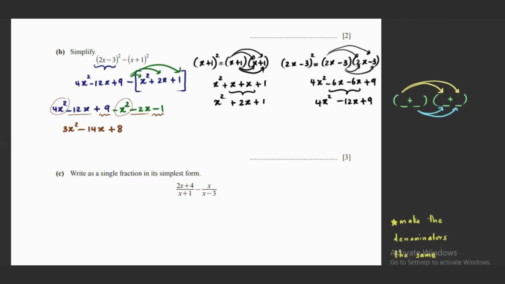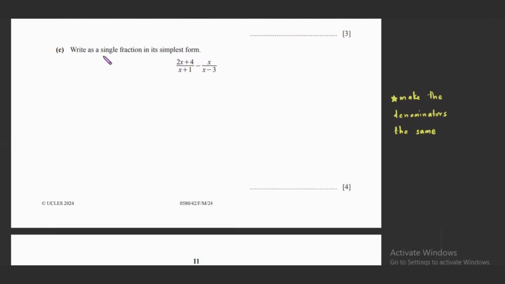Let's move on to question C. Simplify as a single fraction in its simplest form. We have two fractions given to us with a subtraction. In this case, whether it's addition or subtraction, it's very important that the denominators are the same. So the first thing that we got to do here is to make the denominators the same. The denominator that I'm going to write is going to be x plus 1 and x minus 3. That is going to be the common denominator.